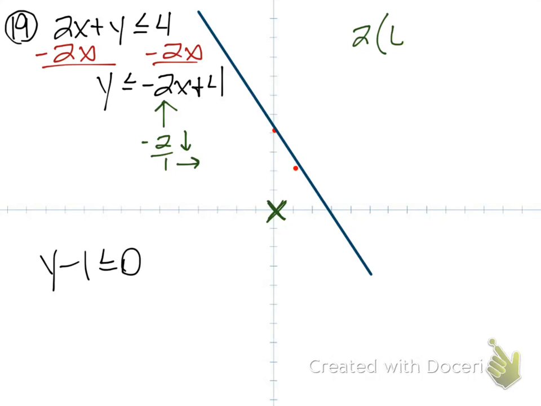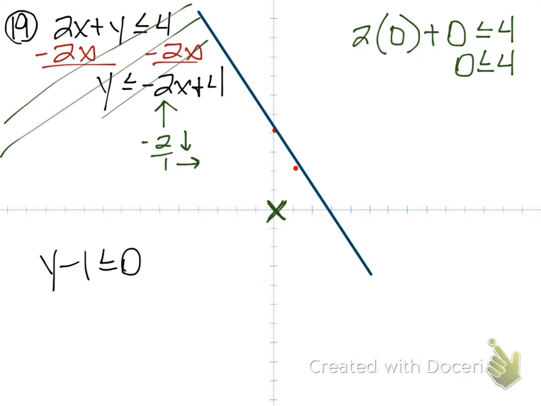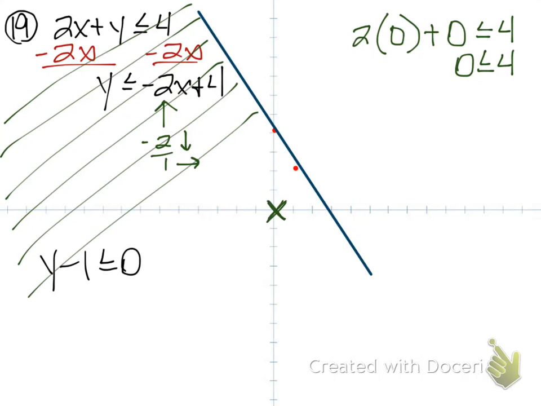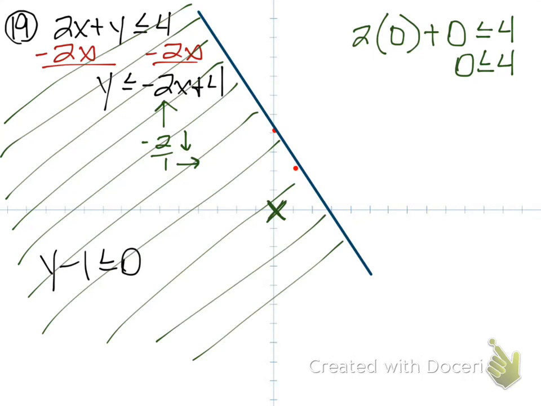So I'm going to replace my x with 0 and my y with 0, and I want to see if I get a true or false statement. So I would get 0 on this side. Is 0 indeed less than or equal to 4? Yes, it is. So what that tells me is that 0, 0 is the true side. So everything on that side of my graph gets shaded. So there's the first line graphed.